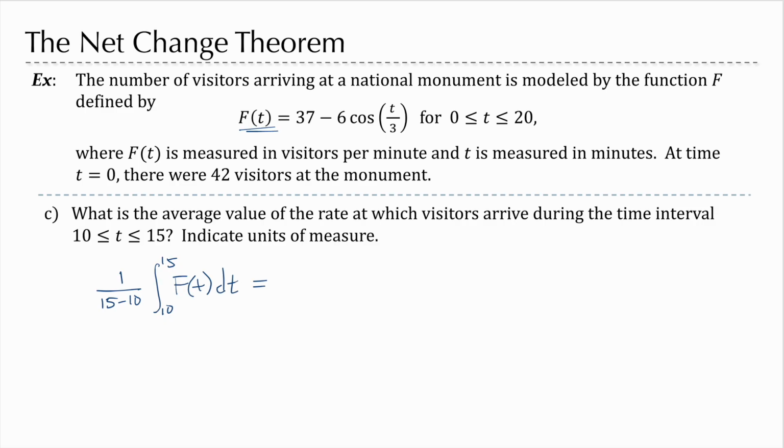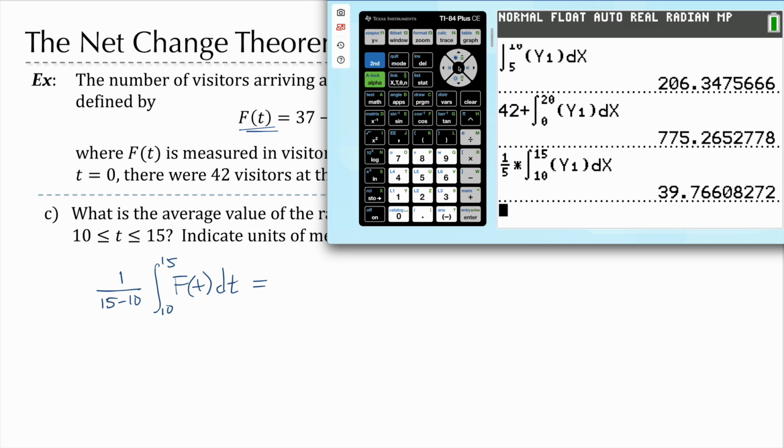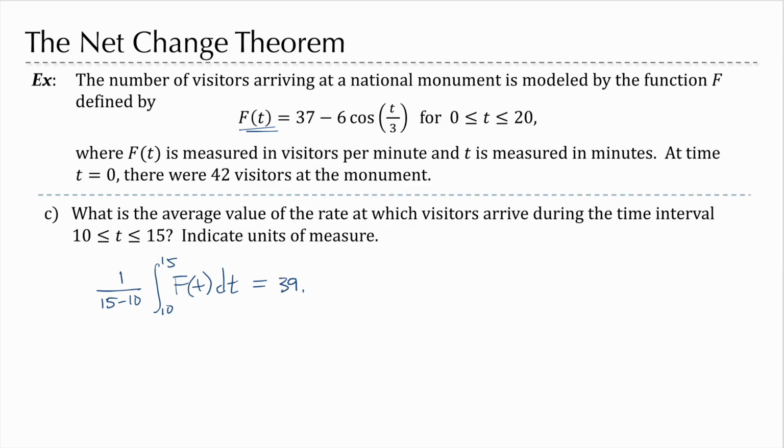So let's go ahead and punch that up. So this would be 1 divided by 5, because that's obviously how wide it is. We'll multiply that times our math 9 command, and we're just going to go from time 10 to time 15 on that interval, throw our function in there, and that's going to tell me that the average rate on that time period is 39.766. And remember, when I write that 39.766, this is still going to be measured in visitors per minute, because while we did calculate the amount of visitors, we averaged it over that time period.